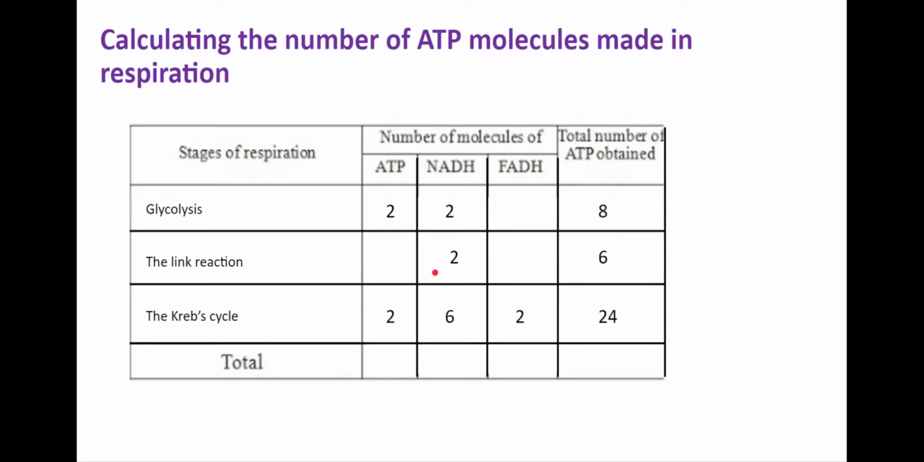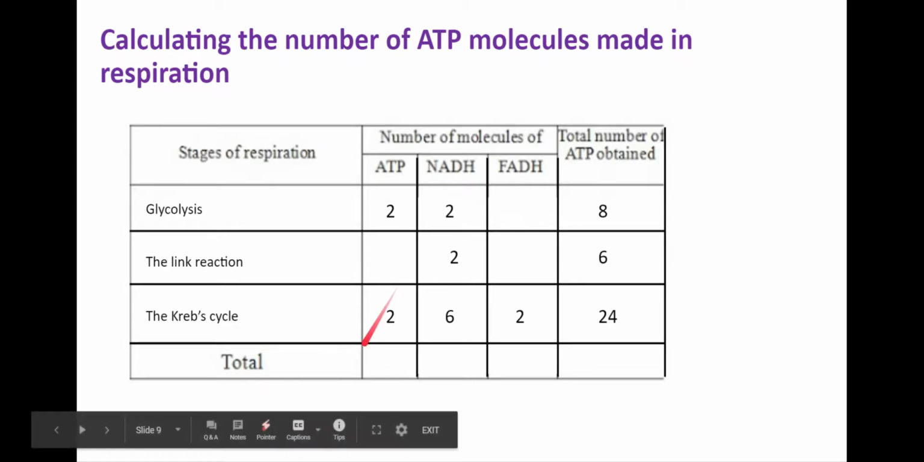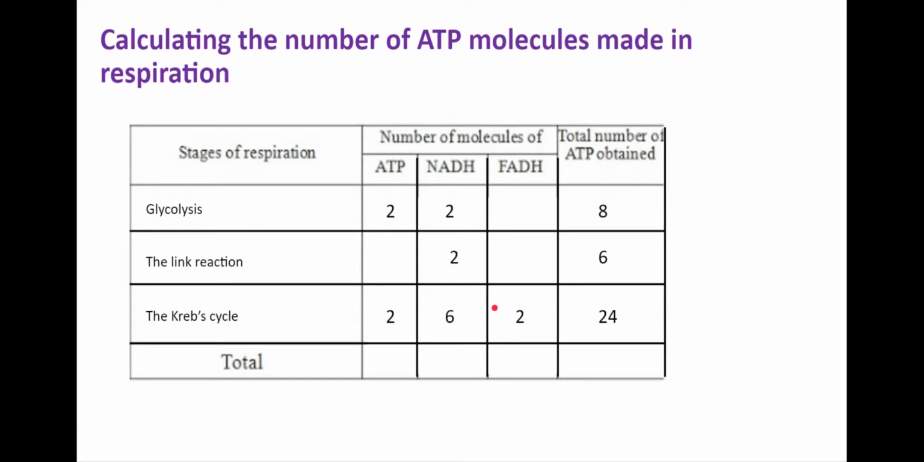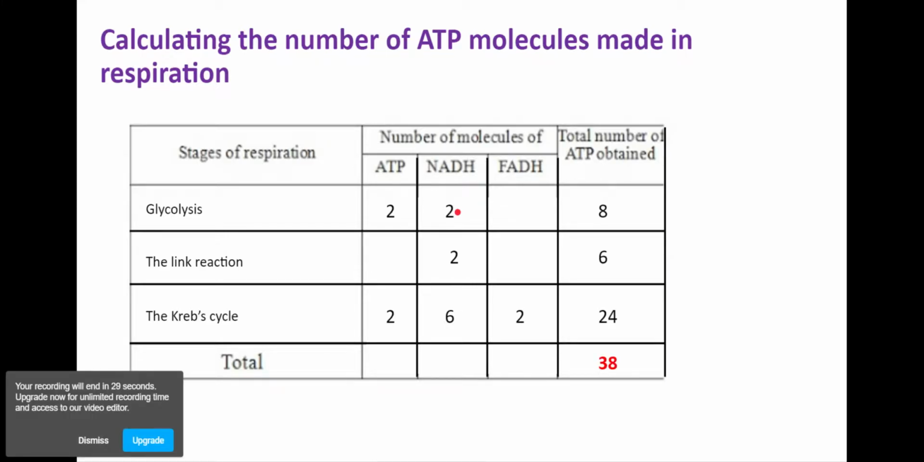The Krebs cycle, this made 2 ATP directly. It made 6 NADHs if we're counting the 2 cycles again, and it made 2 FADHs when the cycle moved around twice. That resulted in 24. So if we add these 3 numbers up to add up all the ATPs made, either directly as ATP molecules or indirectly as NADH or FADH, altogether we have around 38 ATP molecules.